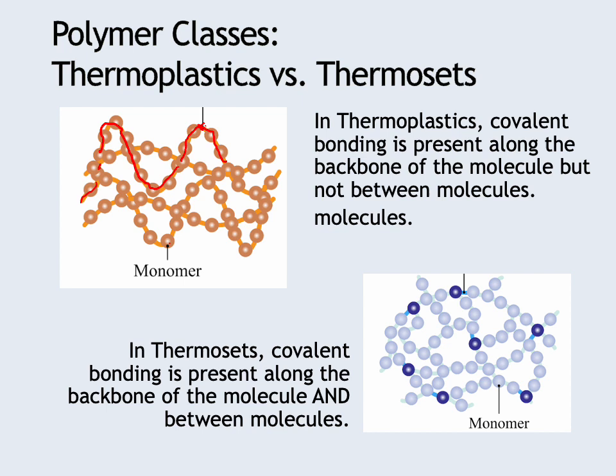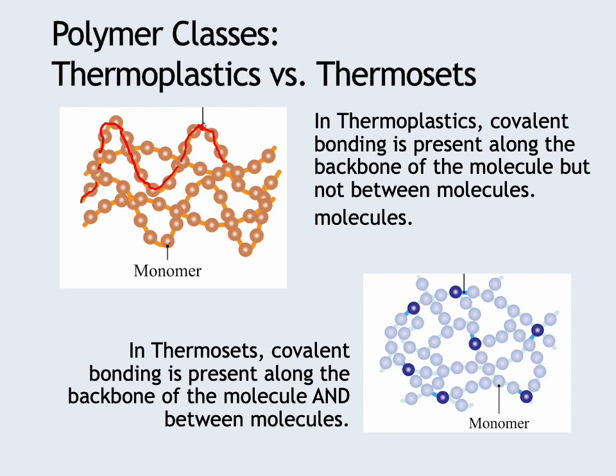And as the temperature goes up, then the atoms are more mobile. They're vibrating more. And each of the chains can slip past one another. So thermoplastics will change in their rigidity with temperature.